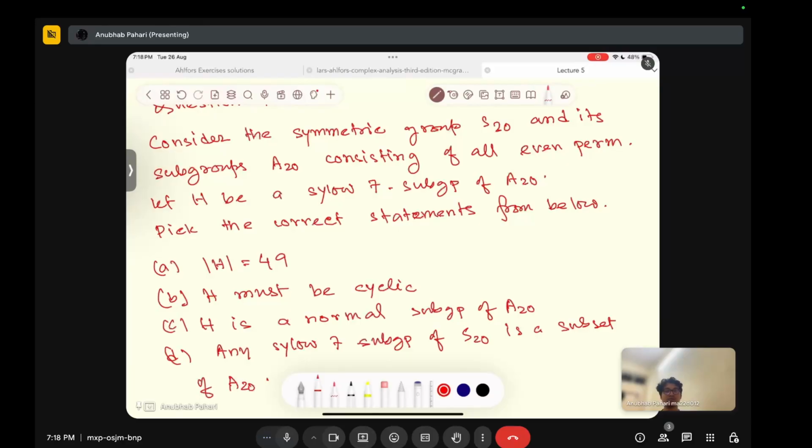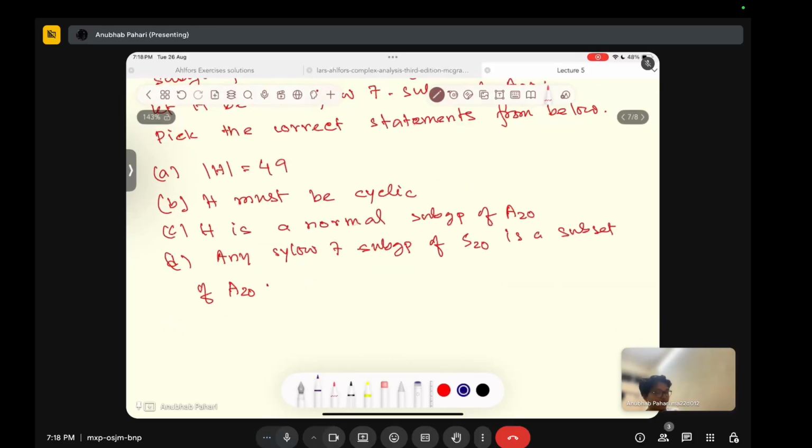So A is correct. For B, we need an element in A20 of order 49. But I don't think there is an element of order 49. I'm confused about that. 49 will not divide the order of the group A20, so there will be no element of order 49. So B is wrong.